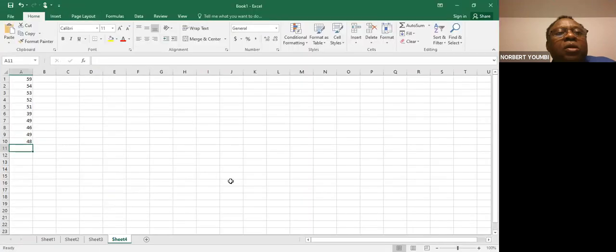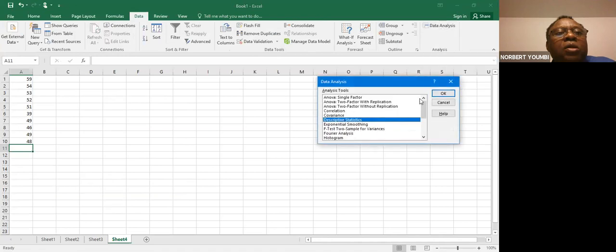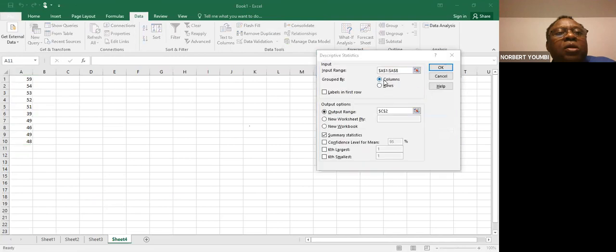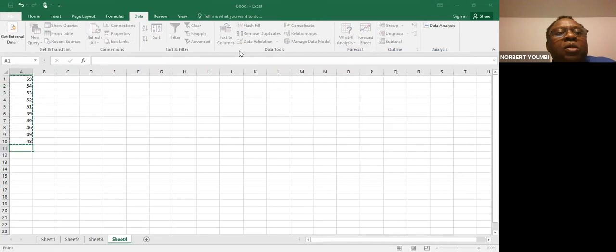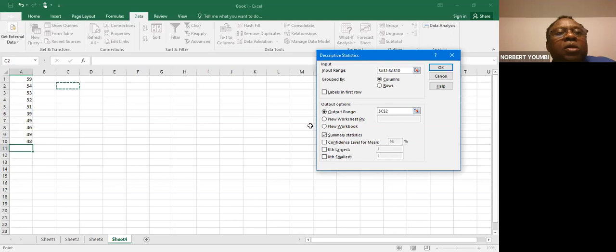This is what you will do if you are using the t distribution and you are given the data. You enter it in Excel here and go to Data, then Data Analysis, Descriptive Statistics. The data runs from A1 to A10. I will choose C2 here, where I want the value to come, and I will check summary statistics.